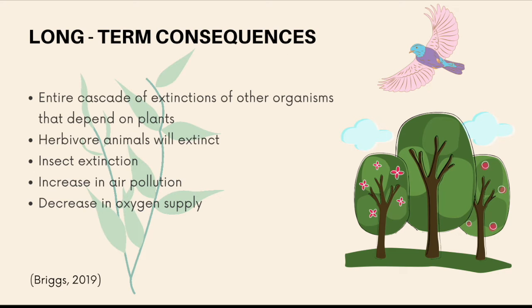The long-term consequences are the entire cascade of extinctions of other organisms that depend on plants, herbivore animals will go extinct, insect extinction, an increase in air pollution, and lastly, a decrease in oxygen supply.